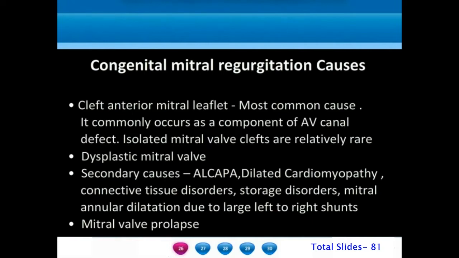Some of the dysplastic mitral valves can have severe mitral regurgitation. The secondary reasons for mitral regurgitation will include ALCAPA, dilated cardiomyopathy of any reason with mitral annular dilatation, other connective tissue disorders, storage disorders, and mitral valve annular dilatation associated with large left to right shunts. It may also be seen in congenital mitral valve prolapse syndrome.